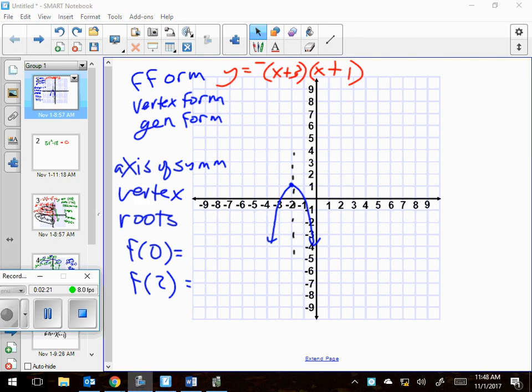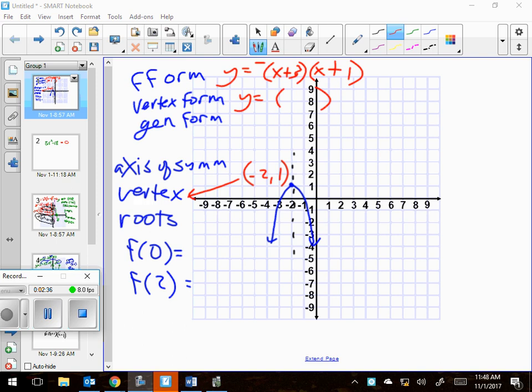Okay, so vertex form, well, I need the vertex. It's negative 2, comma 1. That's the vertex. Well, that's this answer. Good. But the vertex form would be, I bet somebody in here forgot the negative again. It's got to have a negative in front. Negative (x plus 2) squared plus 1. Who had it right? Raise your hand if you had it right. Okay, good.